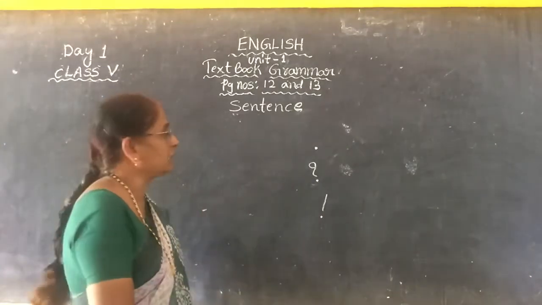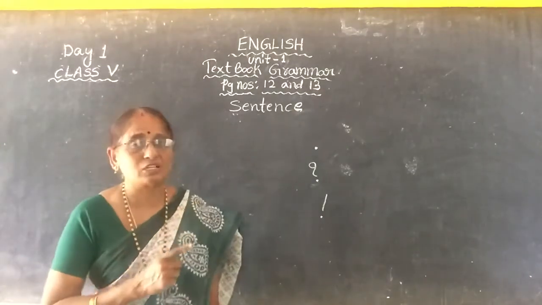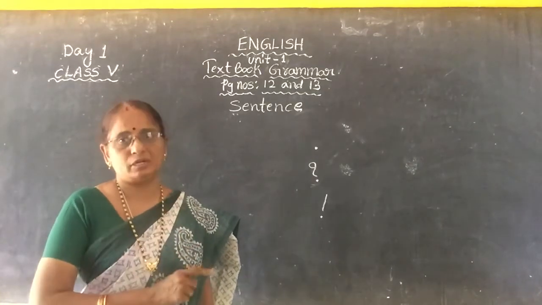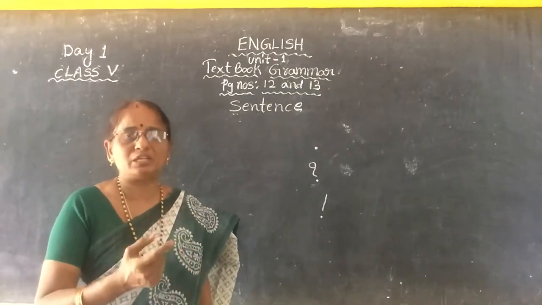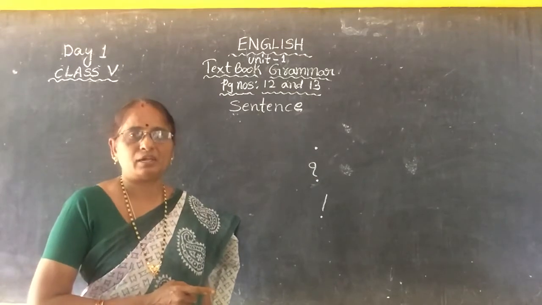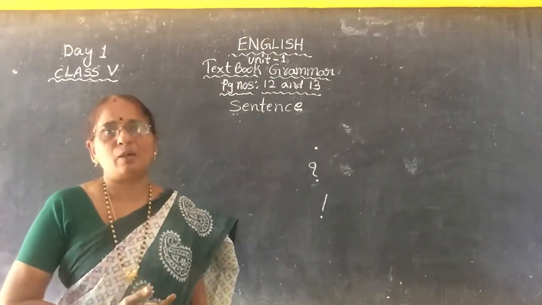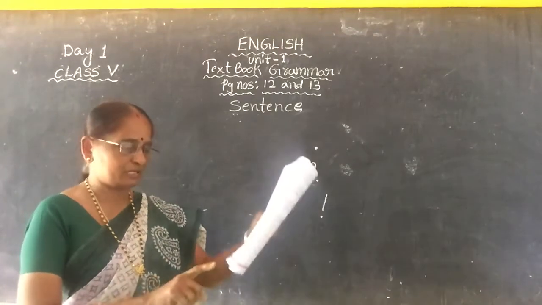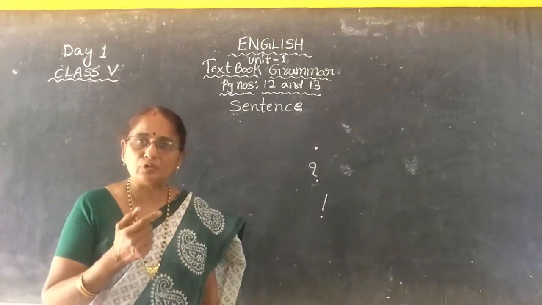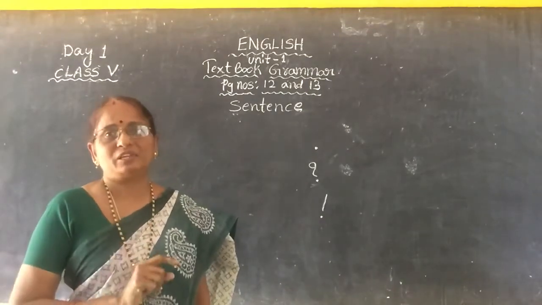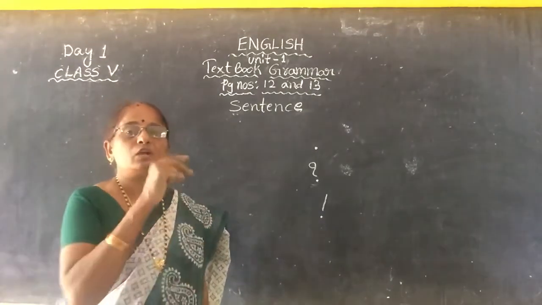Okay, every sentence contains what, children? A verb, children. What does that mean? Action verb. Work. What we are doing is called a verb, children. Now what am I doing? I am explaining to you English textual grammar of unit 1. Isn't it page number 12 and 13? So what am I doing? I am explaining. What are you doing? You are listening. You are writing. Isn't it? So that is action.